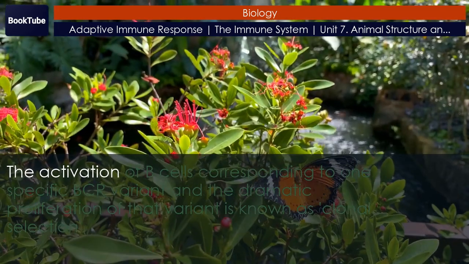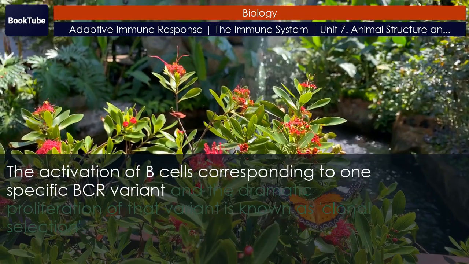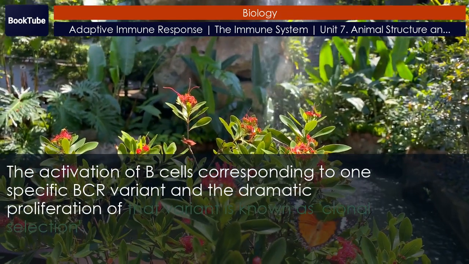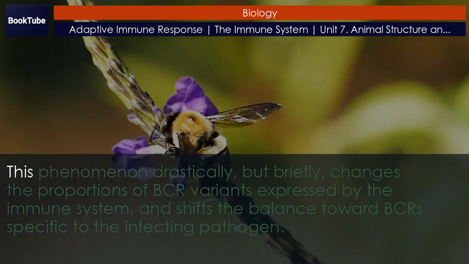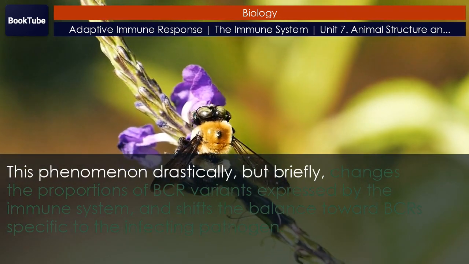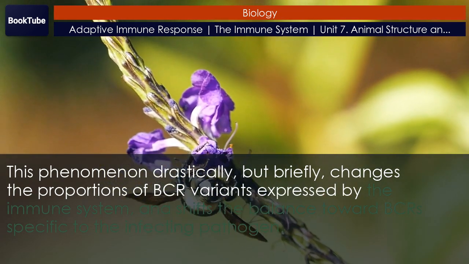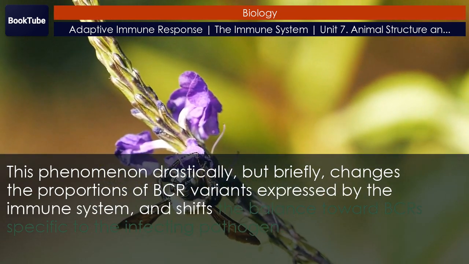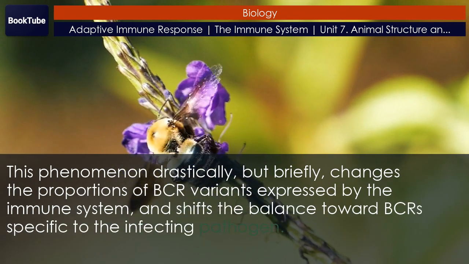The activation of B cells corresponding to one specific BCR variant and the dramatic proliferation of that variant is known as clonal selection. This phenomenon drastically, but briefly, changes the proportions of BCR variants expressed by the immune system, and shifts the balance toward BCRs specific to the infecting pathogen.